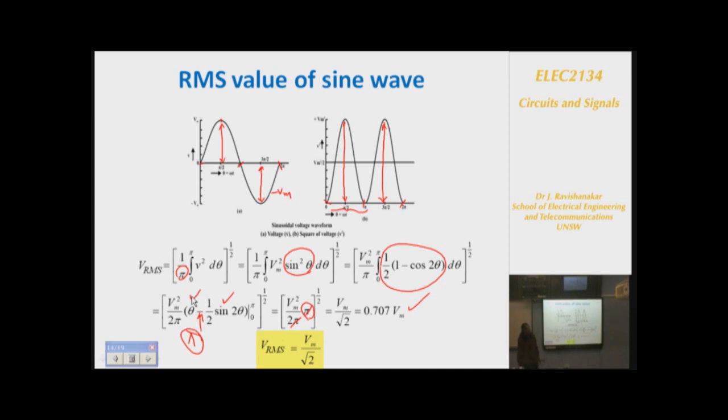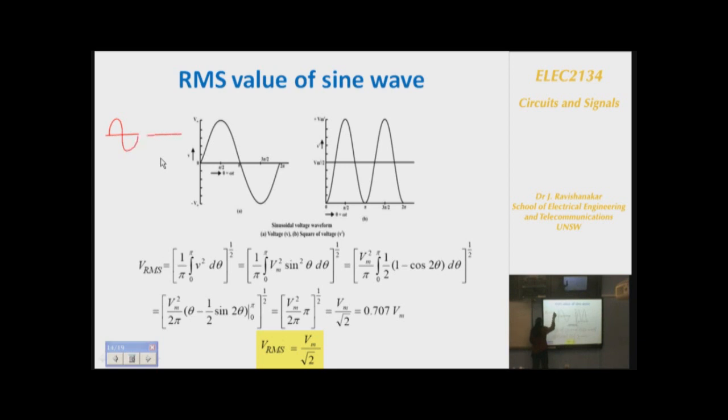But the peak value we generally don't take, because the peak value of different signals may be the same. For example, this is a sine wave and let us take a square wave. Both are periodic waveforms. Now let us assume that the square wave has the same peak value as the sine wave. So we have the square wave here and the sine wave here, with the same peak value.